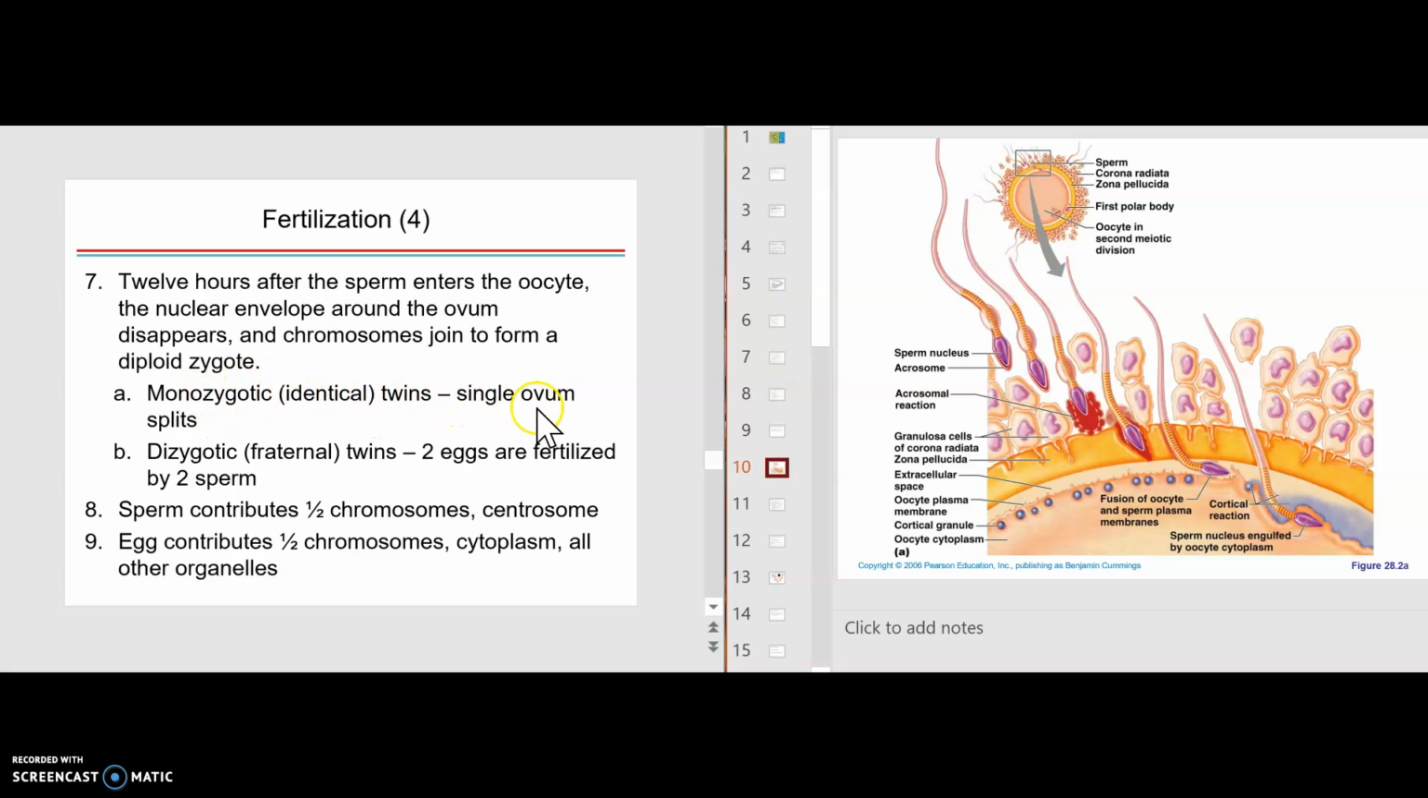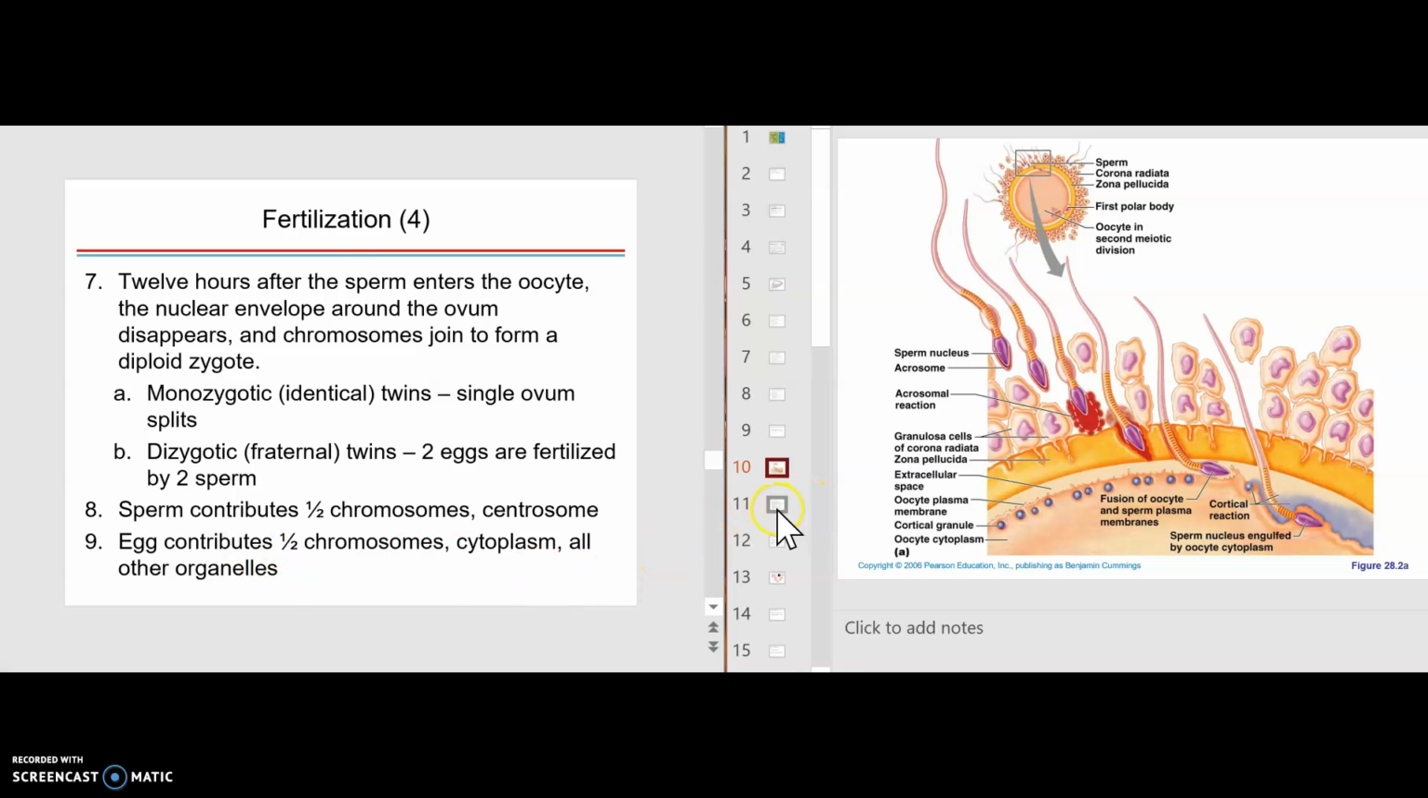Monozygotic twins, single ovum splits. Dizygotic, 2 eggs are fertilized by 2 sperm. So in the monozygotic, the single ovum splits. But in dizygotic, 2 eggs are fertilized. Sperm contributes half, egg contributes half, as we know.